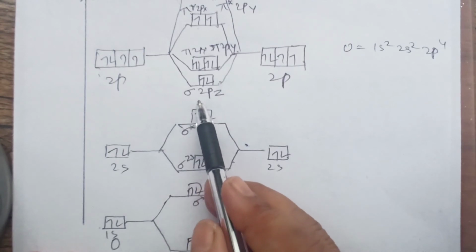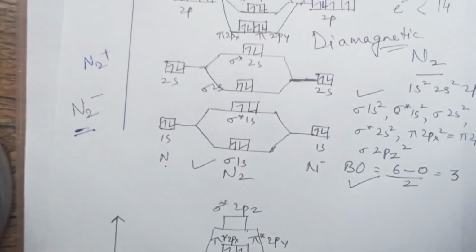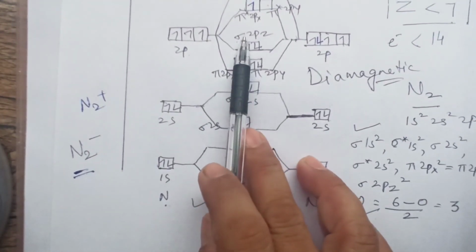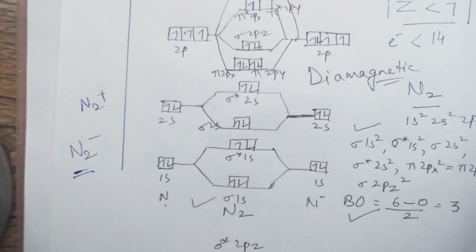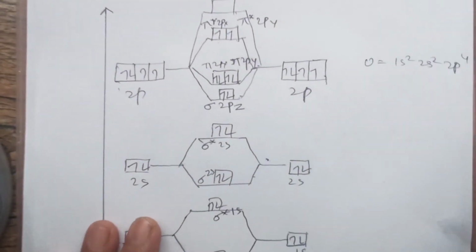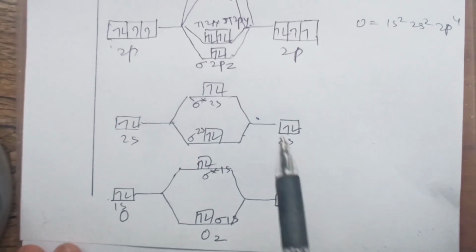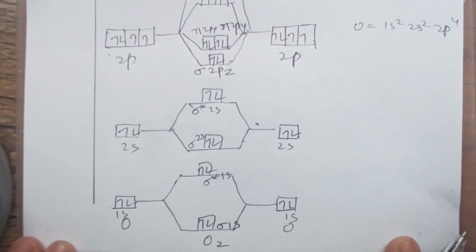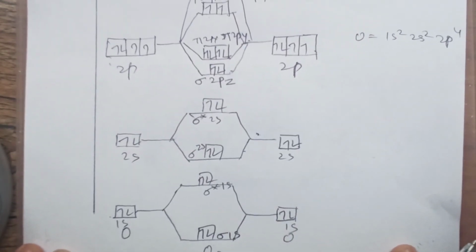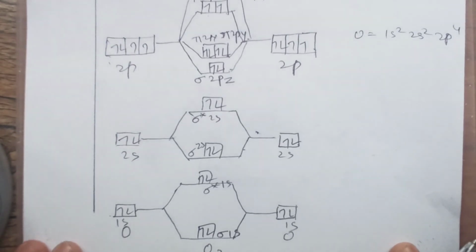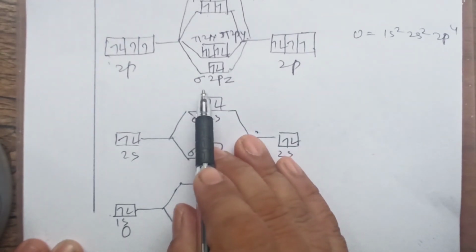I have drawn it down. Sigma is down. Whereas what was there here, I have drawn sigma up. I told you more mixing means more repulsion. Here there is no mixing, no repulsion. So 2s and 2p, the energy gap is more, so there is less mixing of the two orbitals. So less mixing means the sigma 2pz is as such down.